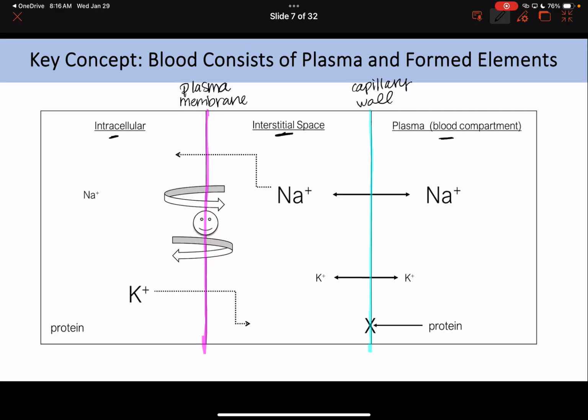So you do have to know the concentrations of certain things in these different fluid compartments. You know a little bit about it already because of action potentials and membrane potential that you learned about in BIOL 32.